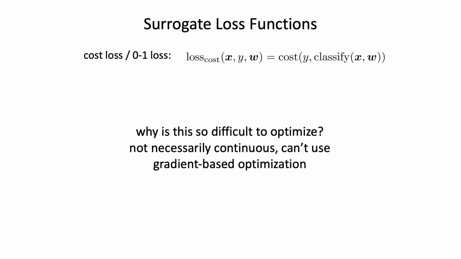Why is this function so difficult to optimize? Well, it may not even be continuous. If you recall, the classify function contains an argmax. As we make small changes to the parameters w, the argmax may change suddenly to be a different label, which may have a different cost. So the loss may jump around. This means we can't use gradient-based optimization, which we'll talk about more in the next video. So we'll discuss a few surrogate loss functions that are continuous.